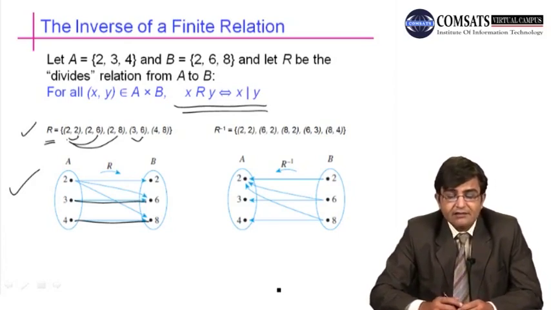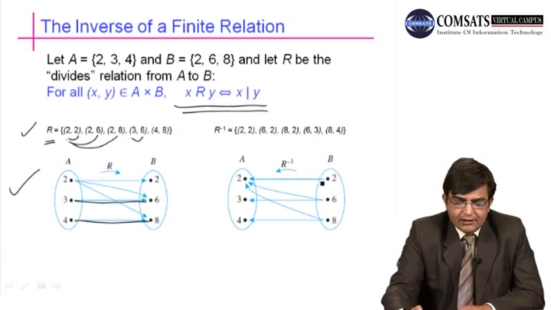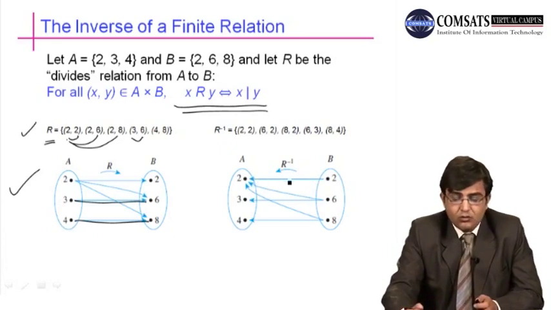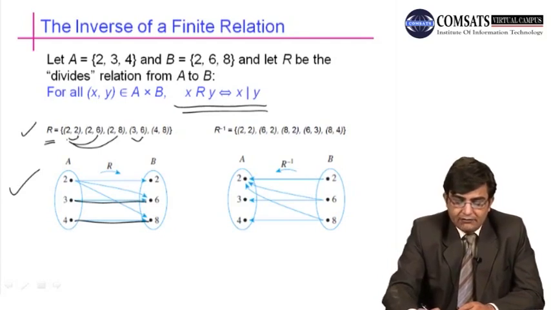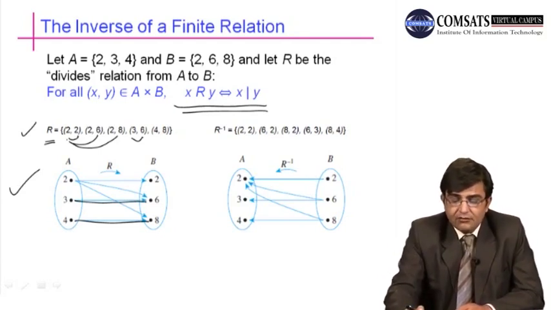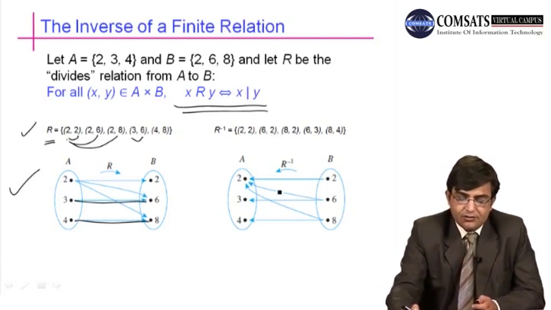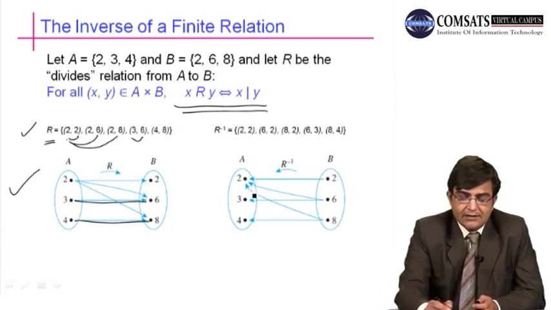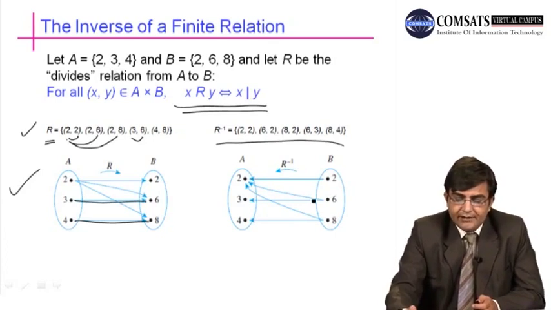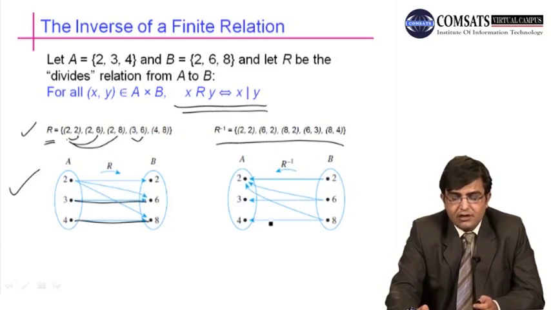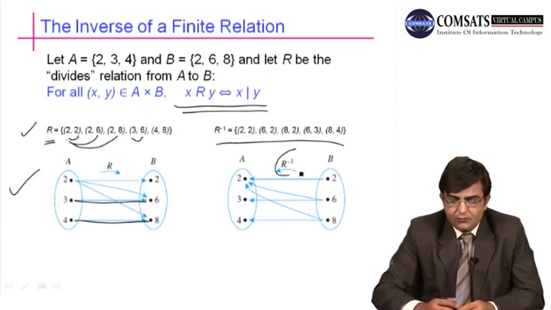Now how do we define the inverse of this relation? We just interchange the direction of the arrows. This is how we can define the R inverse. Here we have just changed the direction of the arrows. 2 is related to 2, 6 is related to 2, 8 is related to 2, and 6 is related to 3, 8 is related to 4 under the inverse relation.